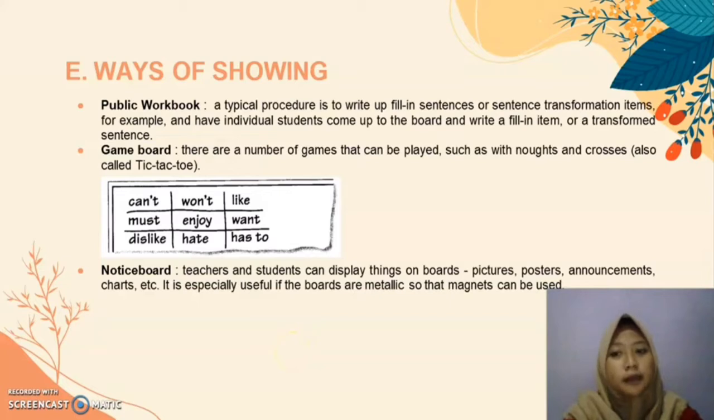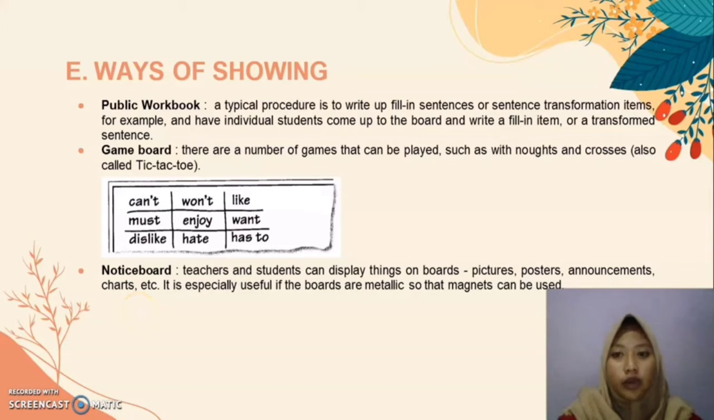Okay, the fourth is public workbook. A typical procedure is to write up fill-in sentence or sentence transformation items, for example, and have individual students come up to the board and write a fill-in item or a transformed sentence. Teachers sometimes write mistakes they have observed in a creative language activity on the board. They can ask class members who think they know how to correct them to come up and have a go.